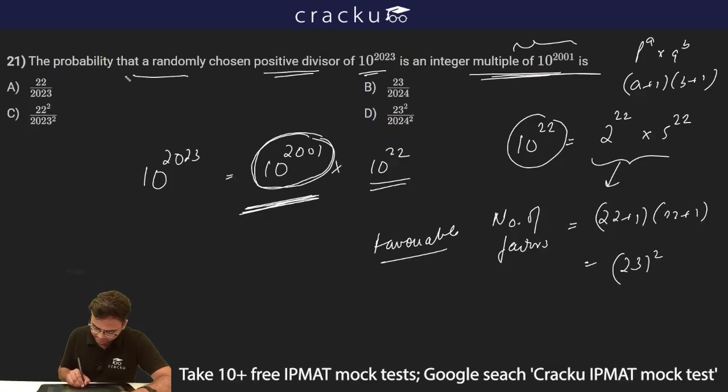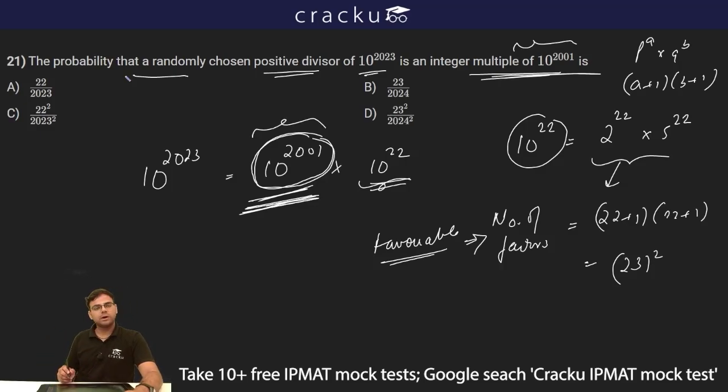We have to find out the probability. So this is my event which will give me the favorable outcomes, which is I want all the factors to be a multiple of 10 to the power 2001. Thus what I did, I took 10 to the power 2001 as common. Now whatever the number remaining was, which is 10 to the power 22, I am finding out each factor of 10 to the power 22. And for each factor of 10 to the power 22, when multiplied by 10 to the power 2001, every factor of 10 to the power 2023 will be a multiple of 10 to the power 2001. Thus finding out the factors, it comes out to be 23 whole square.